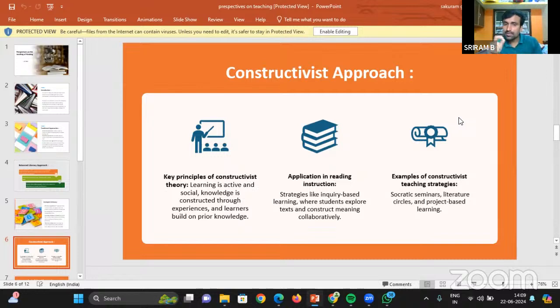Application and reading instruction. Strategies like inquiry-based learning, where students explore text and construct meaning collaboratively. Next one, examples of constructive teaching strategies. Socratic seminars, literary circles, and project-based learning.